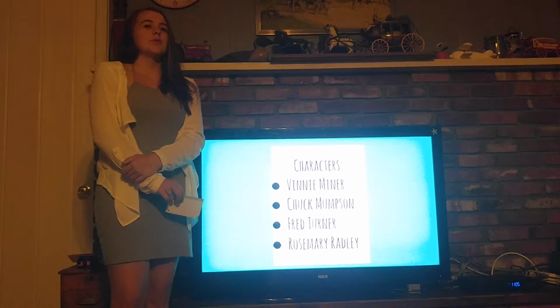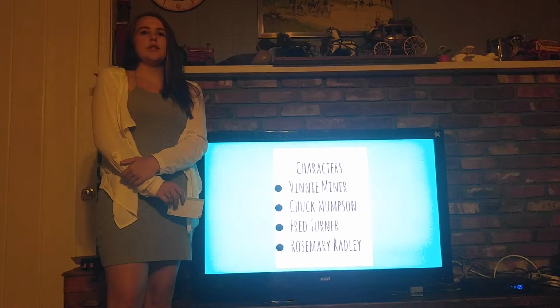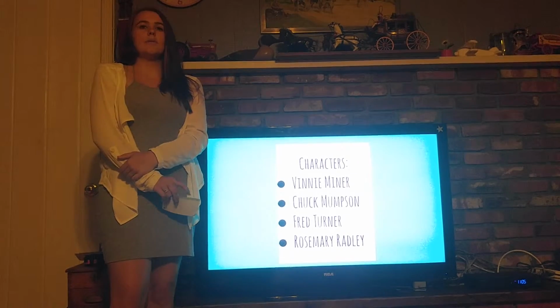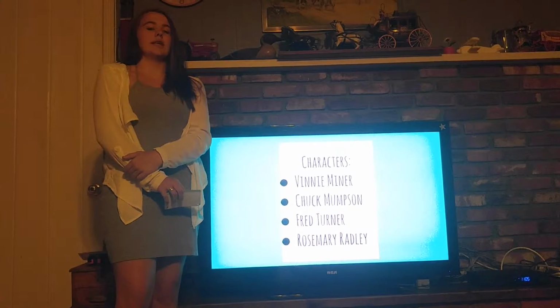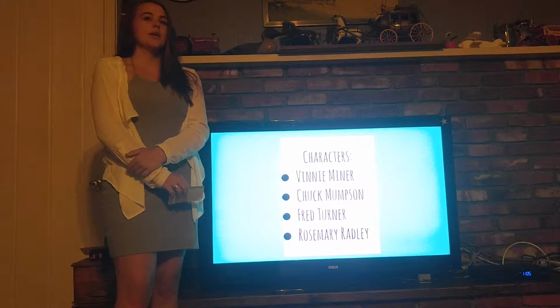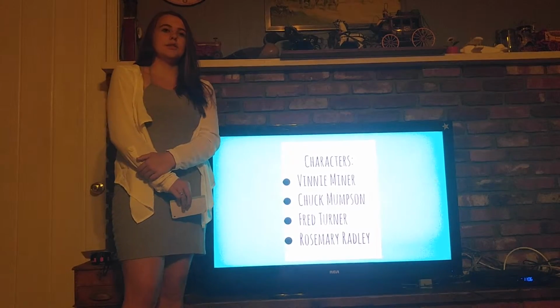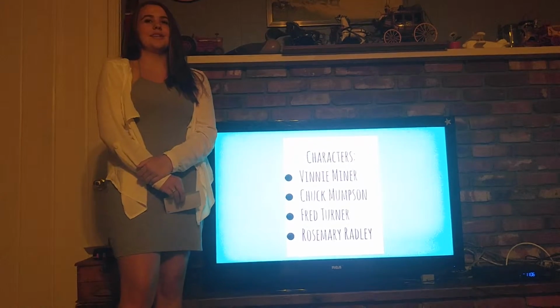The main character of the story is Vinnie Miner. Her real name is Virginia. She is a professor at a university in New York, and she is going to London to write a novel about children's folk rhymes and their differences between the United States and London. While she's there, she has an affair with Chuck Mumpson. Chuck is an older, retired man who's married and just a little bit odd.